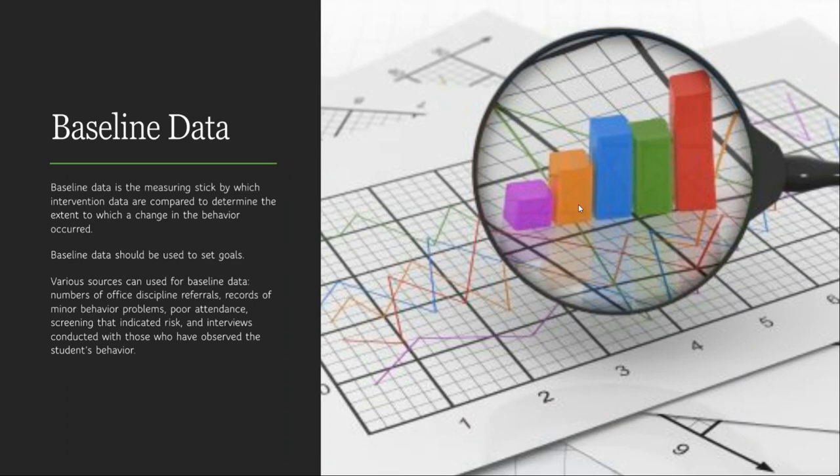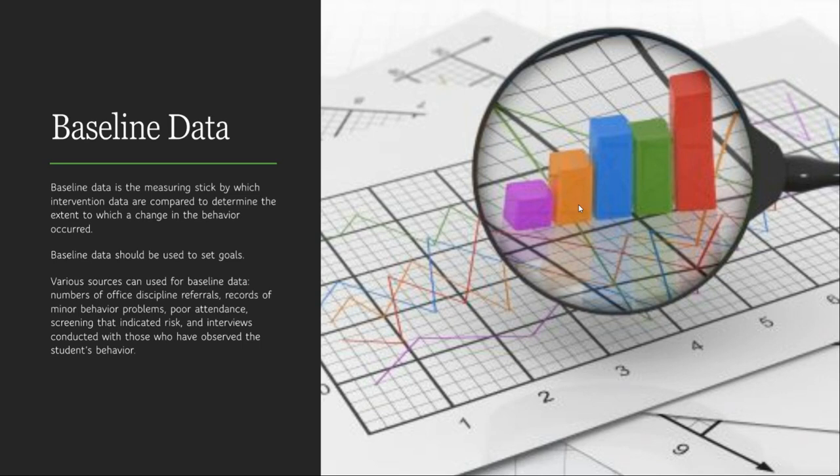Just like with academic data, we should always begin with baseline data. We always need to know where we are starting. Baseline data is the measuring stick by which intervention data is compared to determine if there is a change in the behavior, if this is working. Baseline data is also going to be used to set goals for the student's performance within those behavioral interventions.